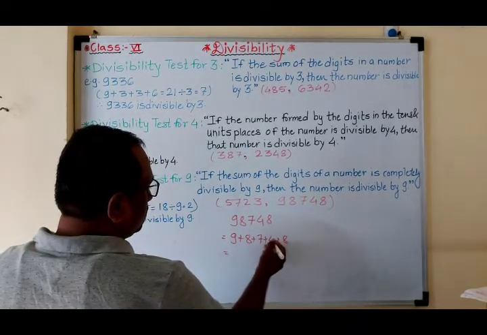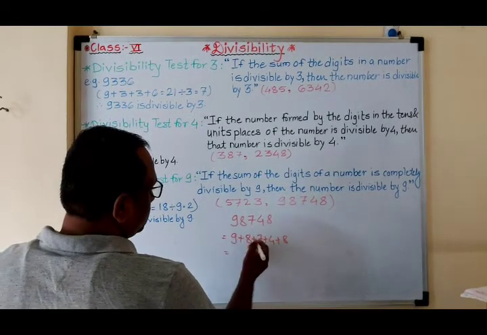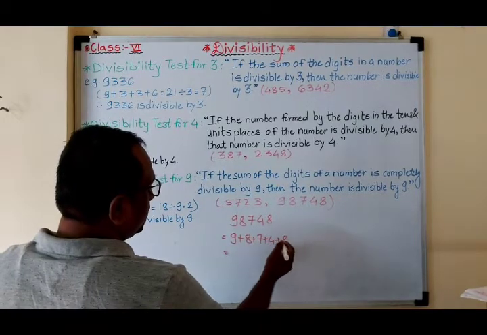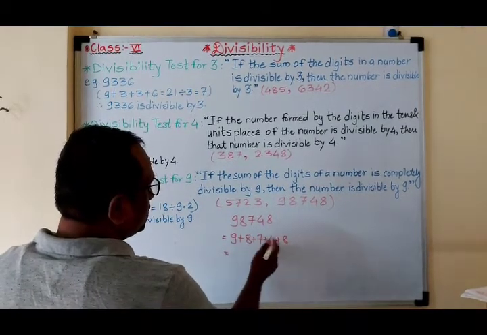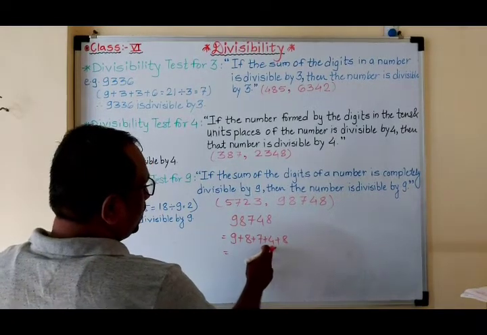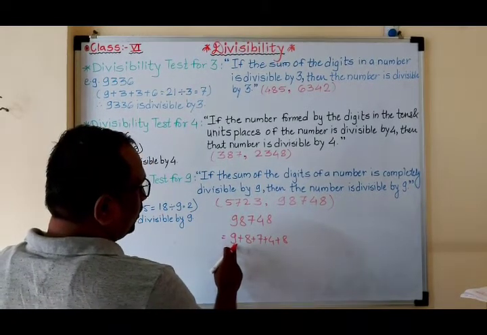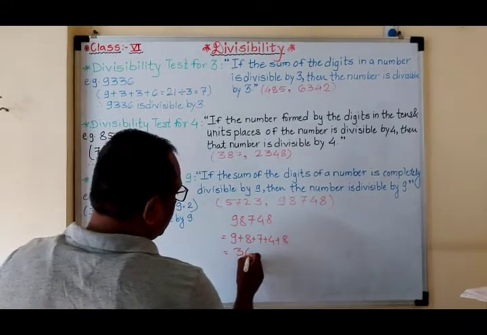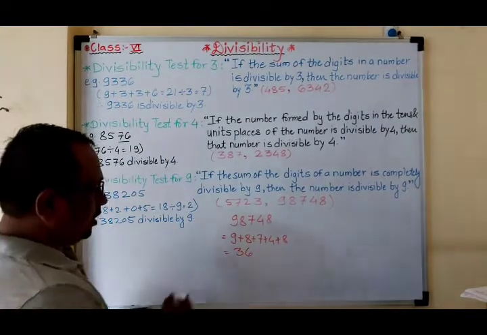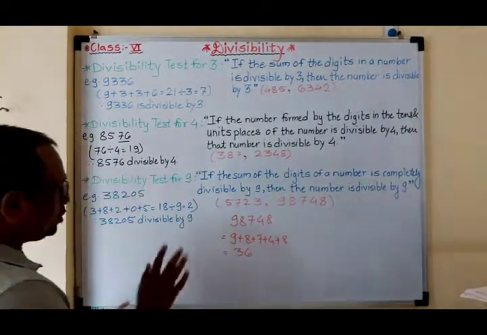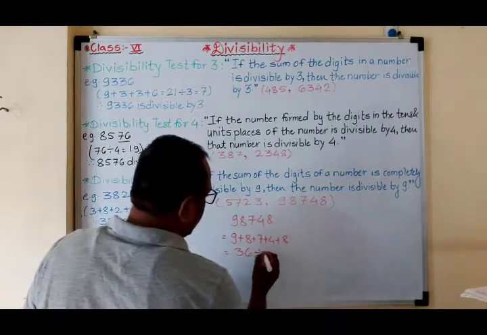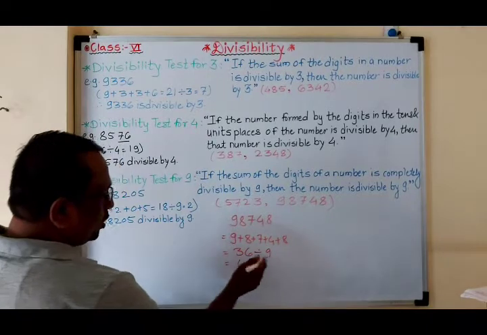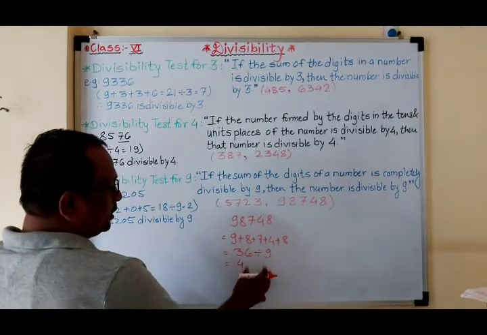Here the addition is 9 plus 8 plus 7 plus 4 plus 8. 8 plus 8 is 16, 16 plus 4 is 20, 20 plus 9 is 29, plus 1, 30, and we got 36. Now 36, so we have to divide by 9. 9 fours are 36. So this number 36 is completely divisible by 9.